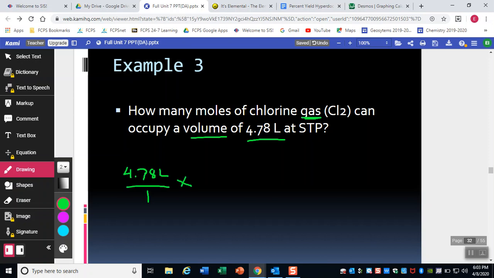Over 1 times, so liters is going to be on the bottom and moles on the top. So 1 mole of a gas, of any gas, is 22.4 liters. Then my liters cross out, and that would tell me how many moles. So I know I'm doing it right. I've got this on the top, this on the bottom, so I'm going to divide.